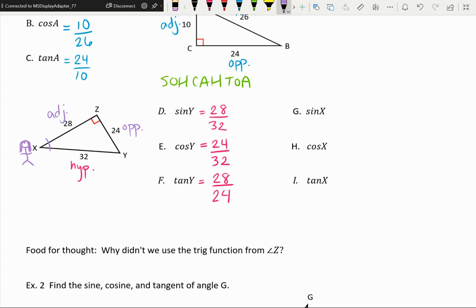I would like you to please go ahead and find the sine of x, the cosine of x, and the tangent of x. Ready, go.